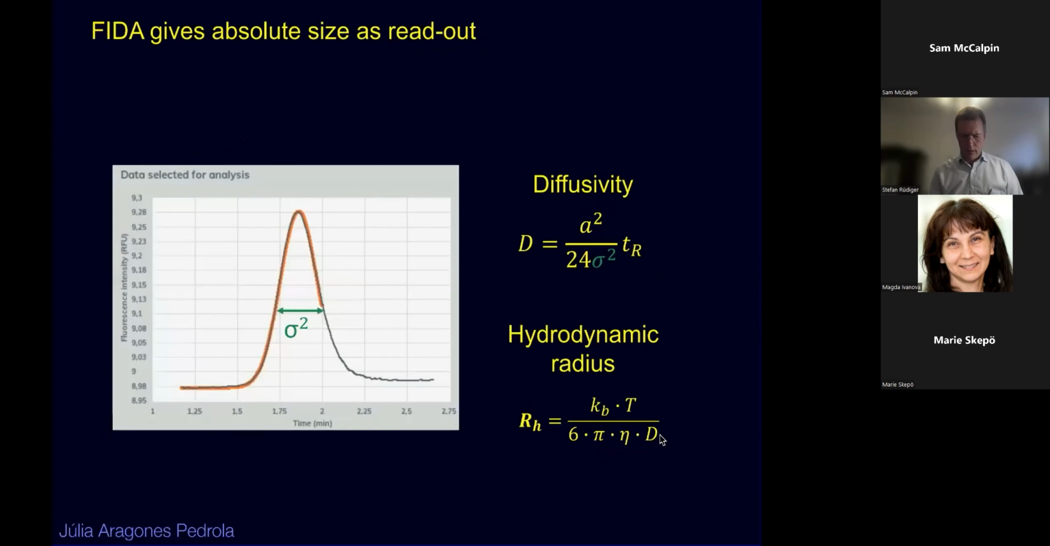This is something you can plot. What you see on the left is basically how the data look. The square of the width of the peak is inversely correlated with the diffusion constant, and the diffusion constant is again inversely correlated with the hydrodynamic radius. Based on that, we can now characterize fibrils.